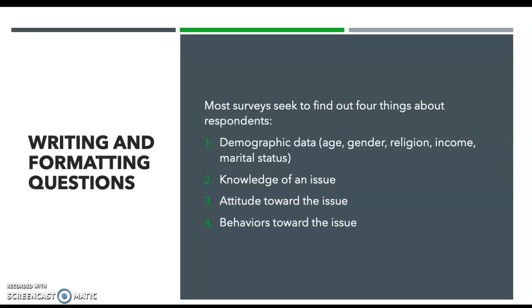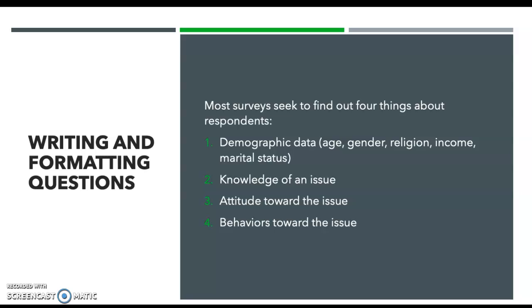Now that we have covered that part, I want to move on and discuss writing and formatting questions. Since you are going to design your own survey for this second and last method project, I would like to talk about the challenges you will face when you start writing and formatting your own questions, as well as what formats are available for you to design your own survey. So let's start with the first one.